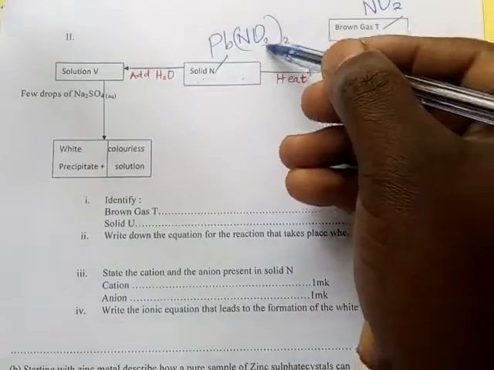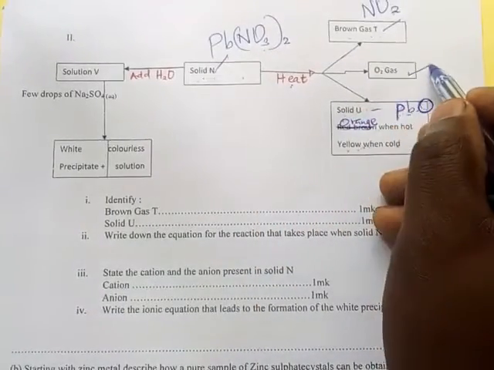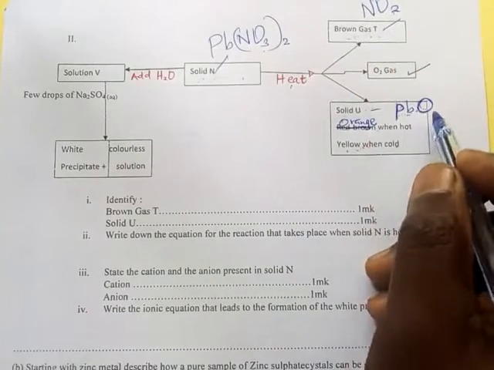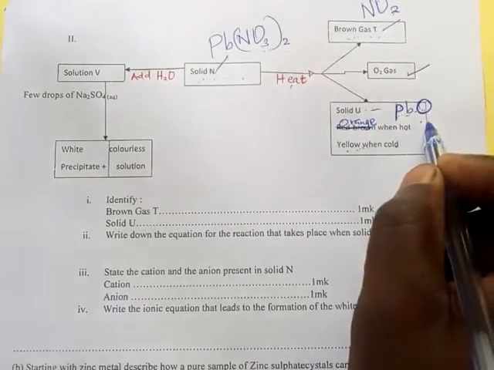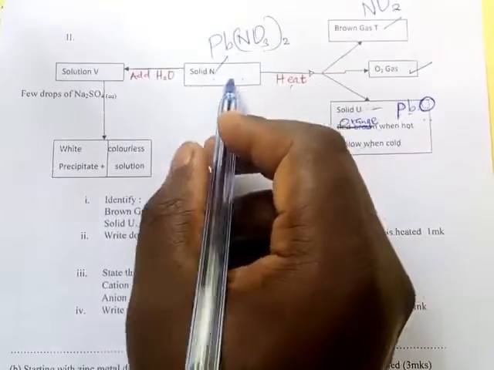Why do we say this one is lead nitrate? When you heat a nitrate, it gives you oxygen, a brown gas which is nitrogen(IV) oxide, and the metal oxide. So now we know that solid N is lead nitrate. We can now go back.